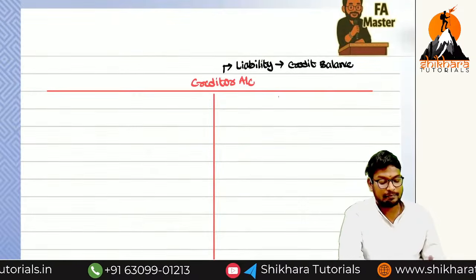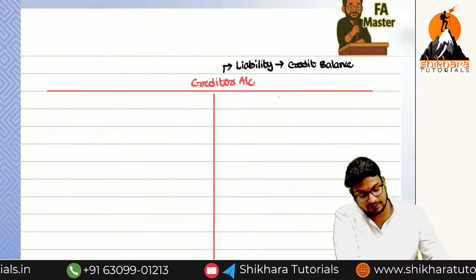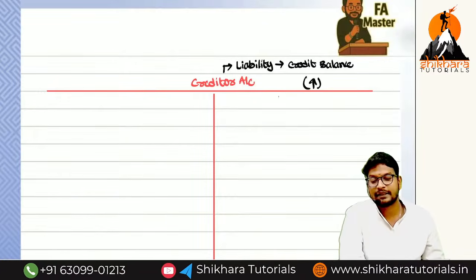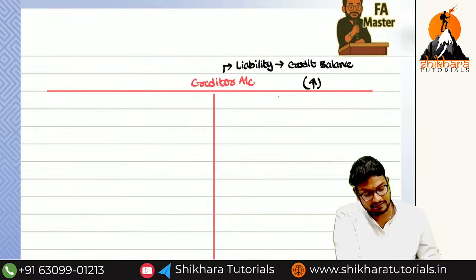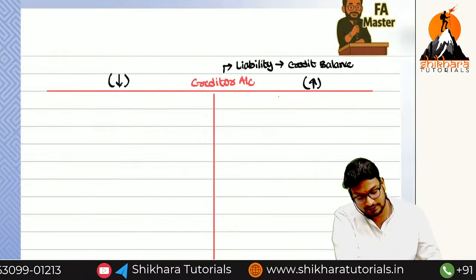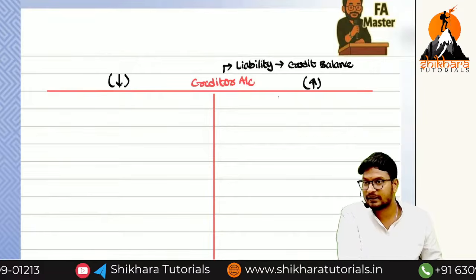So if the credit balance increases, which side? Credit side. That means if the creditor value increases, we have to record on the credit side. If the creditor value decreases, we have to record on the debit side. So that is the only reason.